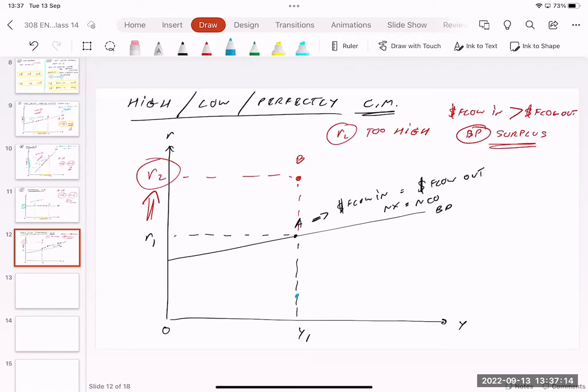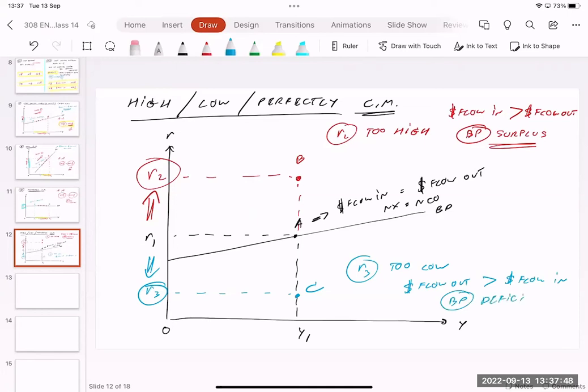On the other hand, point C, below the BP curve. Every point that stays below the BP curve, for example point C, the real interest rate stays at R3. R3, the real interest rate is too low. When the real interest rate is too low, it means that the return in our country is really low. People are going to move the capital out. The money is going to start to flow out. Then we're going to have the situation that the money flowing out is greater than the money flowing in. So the balance of payment becomes deficit.